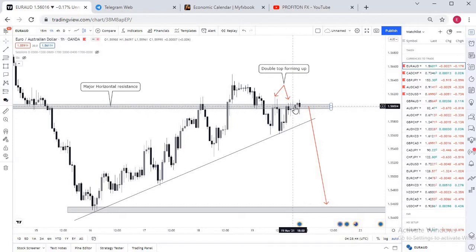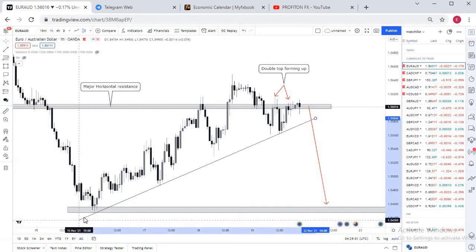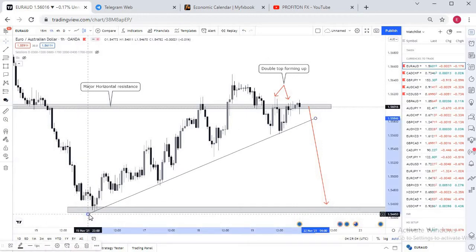Now the only confluence that is not aligning to our sell setup currently is this support trend line here, which price has not yet broken past. Though I use trend lines just to add on to my confluences. I don't use trend lines to confirm my entries. It's just a way to add on to my confluences. So in this case, I do believe that this is already a sell setup that has already formed up.